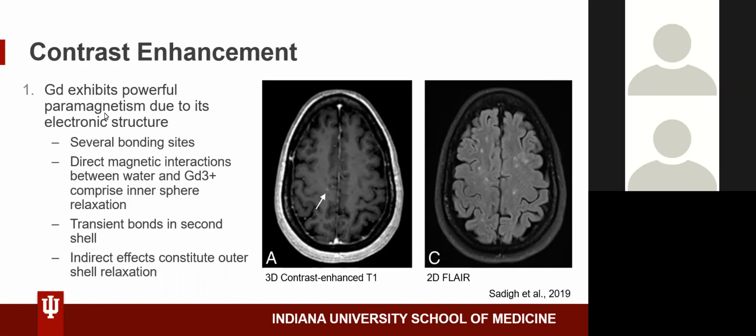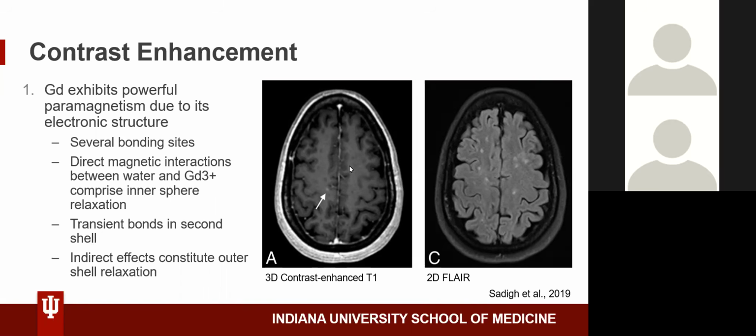Gadolinium exhibits powerful paramagnetism due to its electronic structure. It has a lot of unpaired electrons, which give it a lot of different binding sites or coordination sites for different chemical interactions. And then you have direct magnetic interactions between water and the gadolinium, which comprise what's known as the inner sphere, or the really close range interactions. But then you have interactions going on at other greater ranges too. So they call those the second shell and outer shell.